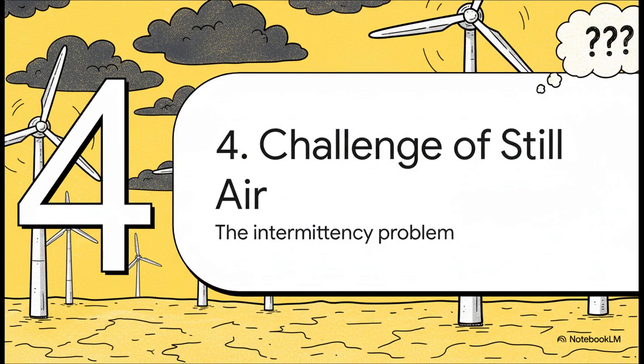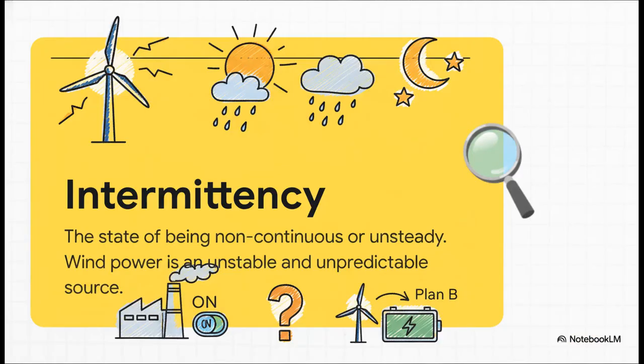But of course, it's not always a windy day. And that brings us to the biggest, most fundamental challenge for wind power. What in the world do you do when the wind just stops blowing? Yeah, there's a technical word for this, intermittency. It just means the power source isn't constant. See, unlike a gas or a coal plant that you can basically switch on whenever you want, a wind farm is completely at the mercy of Mother Nature. And that makes it an unreliable source of power if you don't have a backup plan.